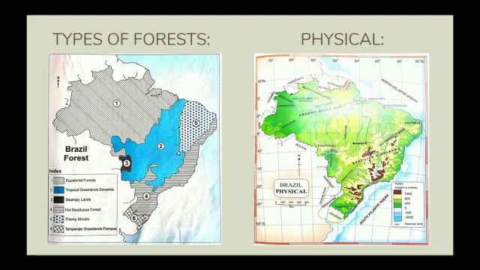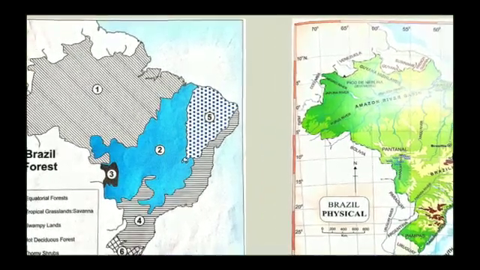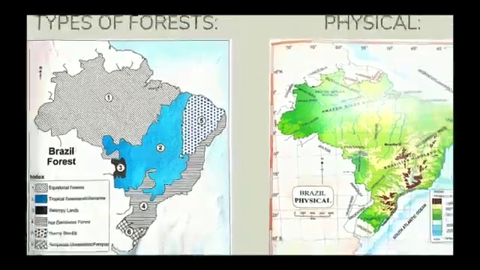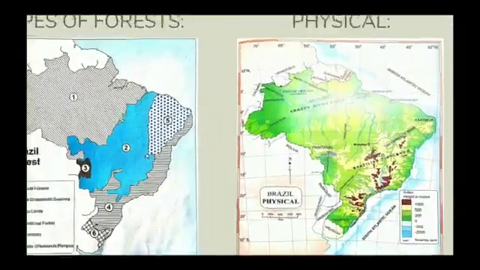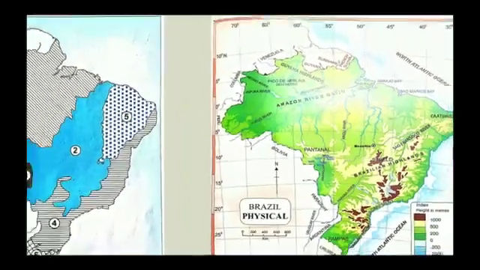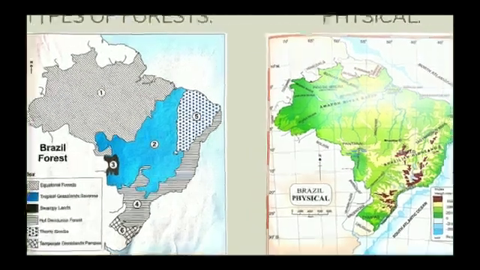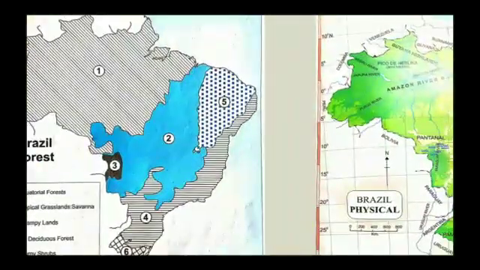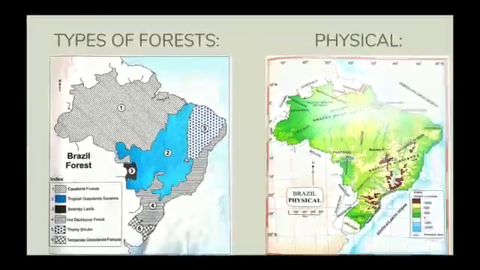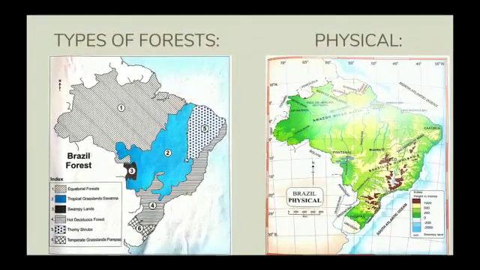There are 6 types of forest in Brazil. The first one, marked with number 1, is equatorial forest, which occupies a major part of Brazil. If you see the physical map, it is showing the Amazon river basin. Second one is the tropical grassland called savanna, which we can see in the blue color, which is occupying the second major part of Brazil.